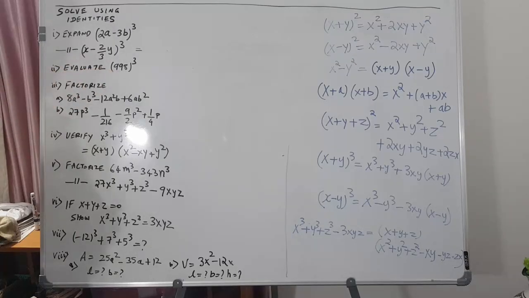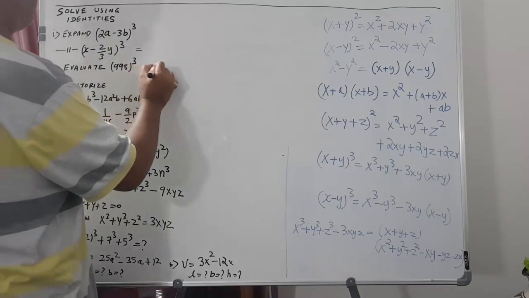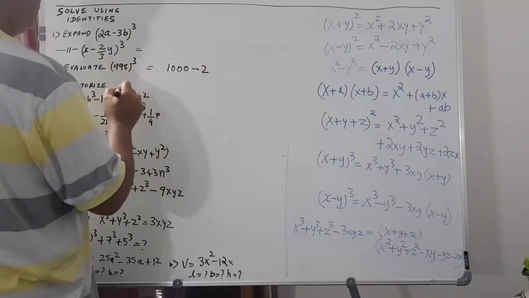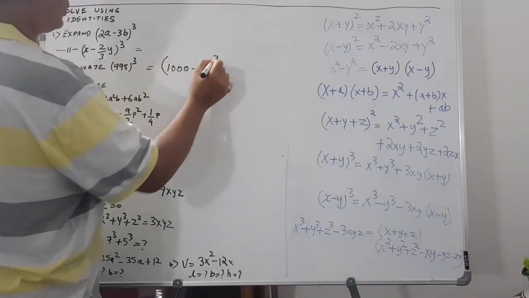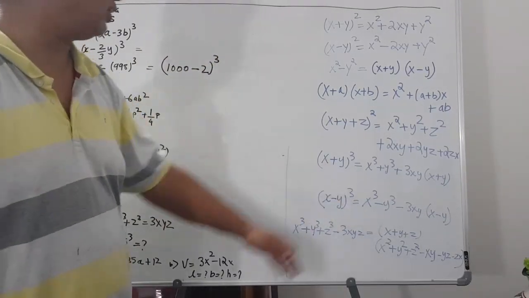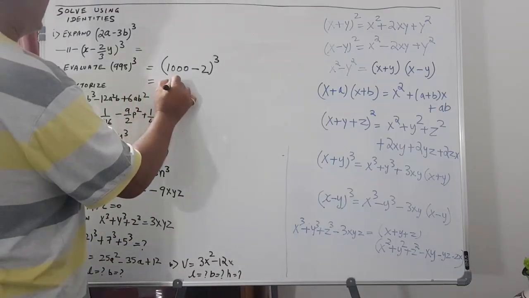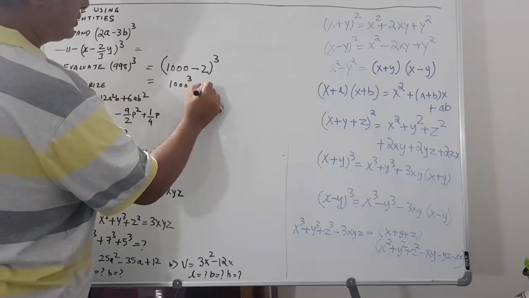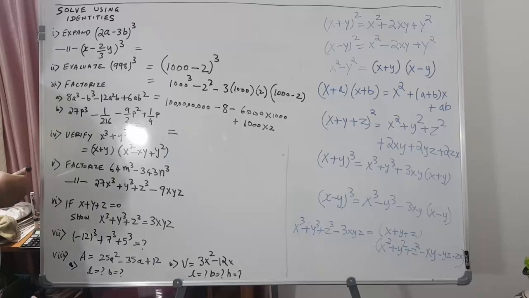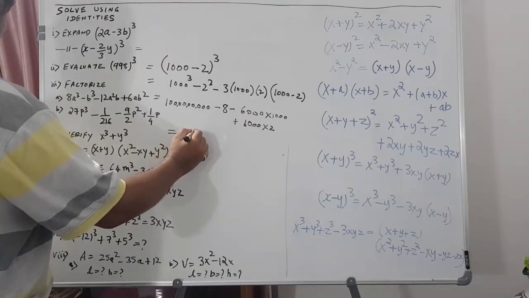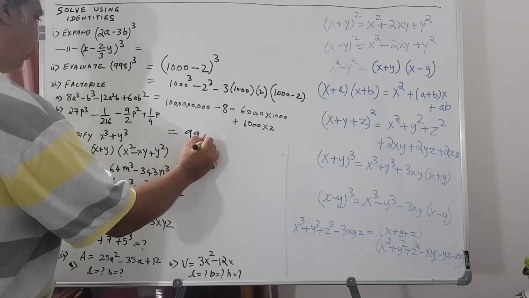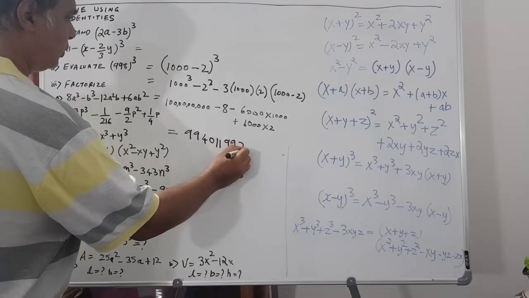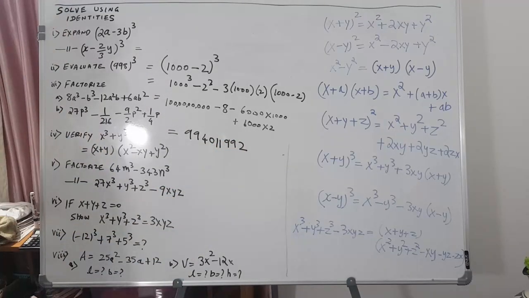Evaluate 998 cube. 998 is nothing but (1000 − 2) whole cube. Okay, this again, the (x − y) whole cube identity can be used, that is 1000 cube minus 2 cube, and so we get 994011992. Okay, this was using a calculator.